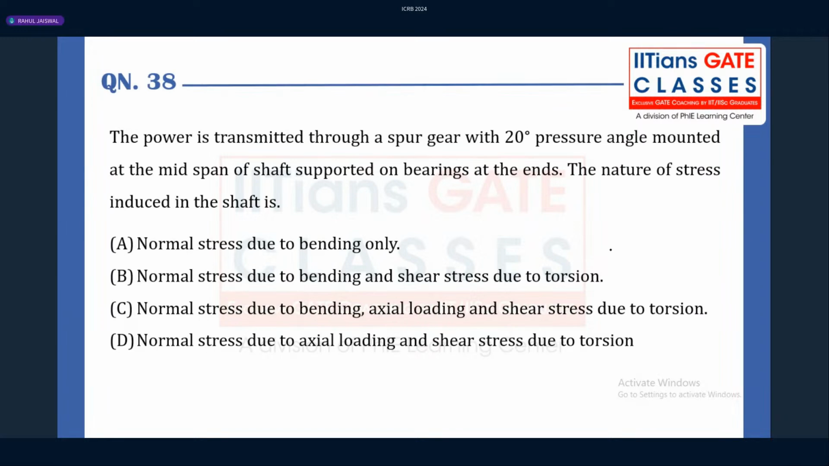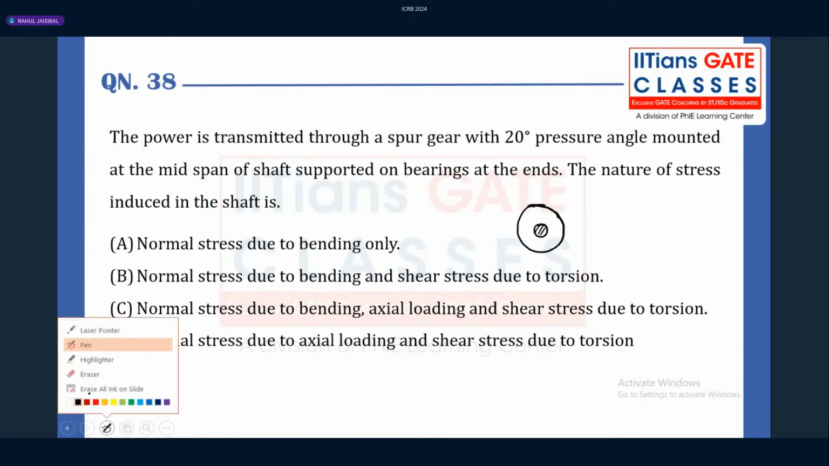Now, guys, look very carefully at the next part of the question. The power is transmitted through a spur gear, like this, where exactly we have something like this.